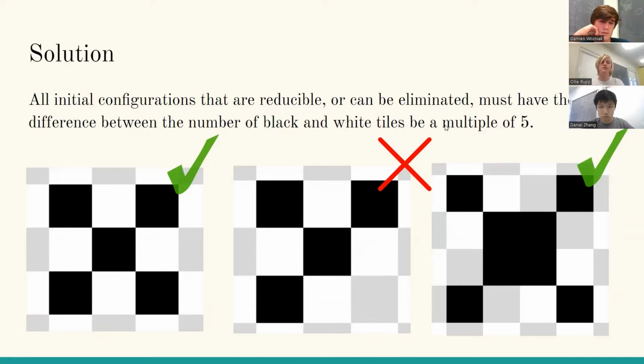So this one can be easily reduced by using move 2 on the center square. However, the second picture cannot, because there are 4 on black and 0 on white. 4 minus 0 is not a multiple of 5.